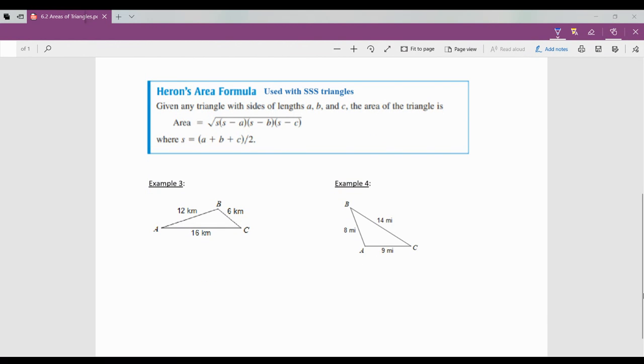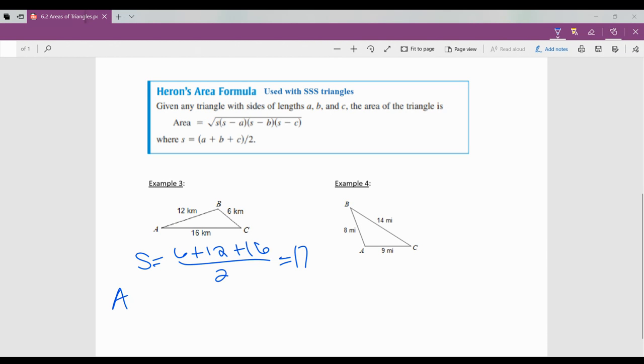I have a side, side, side triangle with example 3. So I have to find what S is equal to. S is equal to all 3 sides, so 6 plus 12 plus 16 divided by 2. So we're going to add 6 plus 12 plus 16, and divide that by 2. So I get 17. So S is equal to 17.